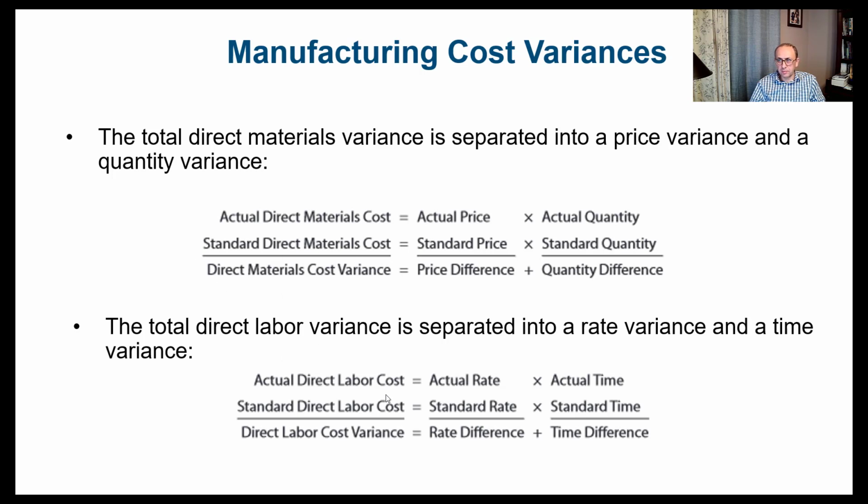Speaking of labor, we don't have a price. We have actual rate versus standard rate, and that will give us the rate difference. And for the time used in manufacturing, the actual time versus the standard time would give us the time difference. These two together, the rate difference and the time difference, would lead to the direct labor cost variance.